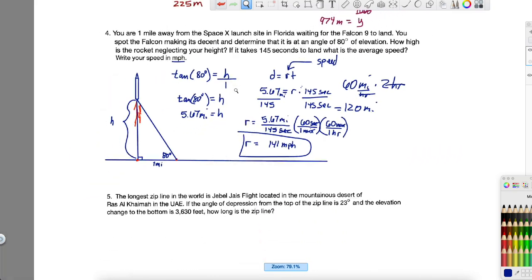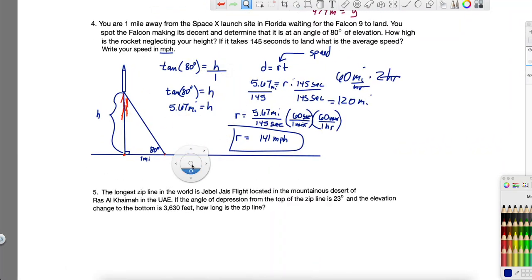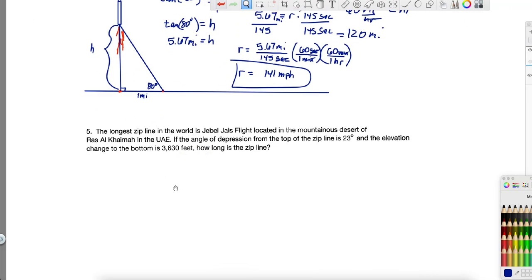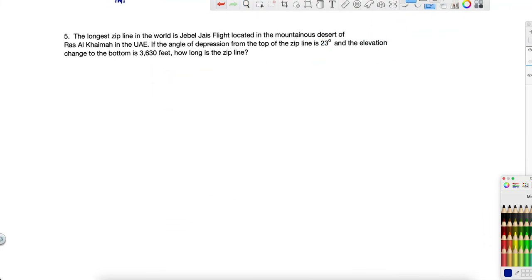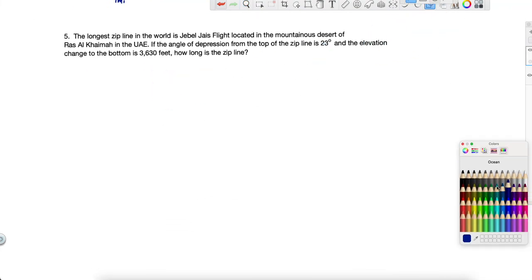All right. And we got one left, might as well do it. Hope you guys are hanging in there. The longest zip line in the world, yes please, I want to do it, is Jabal Jais Flight, located in the mountainous desert of Ras Al Khaimah in UAE, which is the United Arab Emirates in the Middle East. Okay, so if the angle of depression from the top of the zip line is 23 degrees and the elevation change to the bottom is 3,630 feet, how long is the zip line?